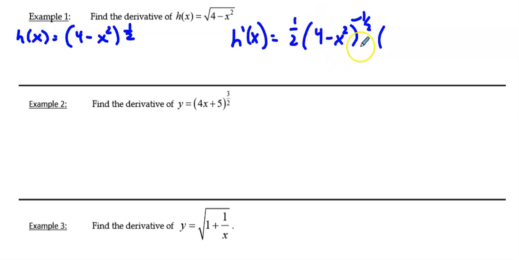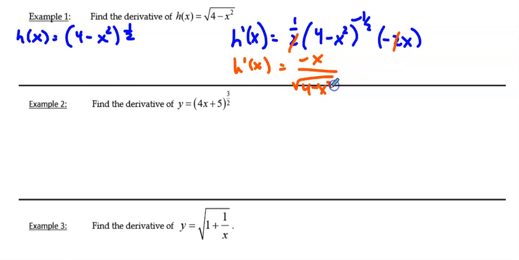Well, again, the derivative of a constant is 0. And so the derivative of negative x squared is negative 2x. Okay? And so we're going to simplify as much as we can. So we're going to see that the 2's go away with this. And so h prime of x, well, the only thing that's in the top is negative x. And then what's in the bottom is going to be the square root of 4 minus x squared. And that's it. That's all the chain rule is. It's one extra step from the power rule.